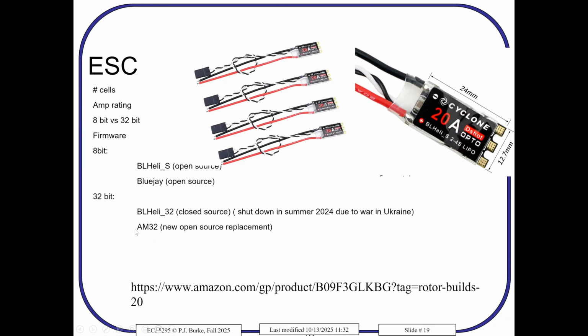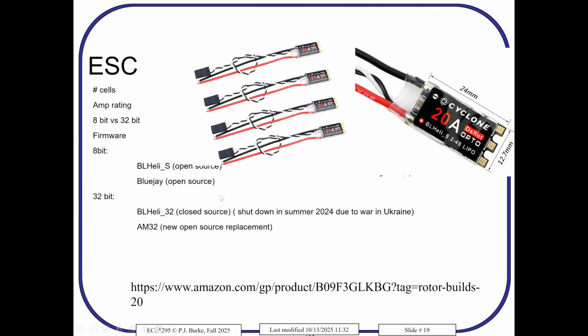For 32-bit, there's a new open source replacement called AM32. I haven't built enough drones to know, but my understanding is that it's comparable in capability and quality to BLHeli 32. So that's the new firmware that you can get from GitHub. You can download the binary and flash it, or you can download the source code, compile the binary, and flash it onto your ESCs.